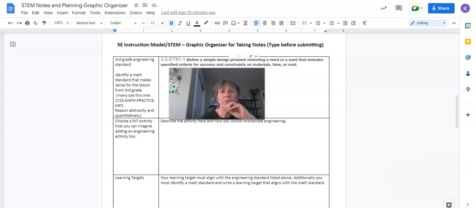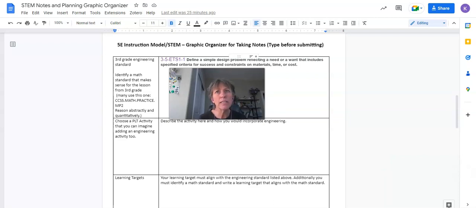You're going to pick out another lesson. I would prefer that you really choose a new lesson. You're going to be looking for different things, and that's why. This lesson is going to need to have engineering either added or already included, so you're going to want to be strategic about which lessons you pick. You're also going to want to have some math involved in this lesson.